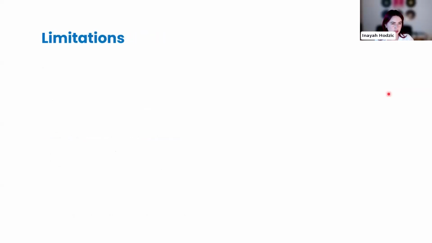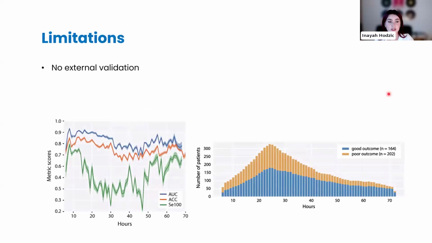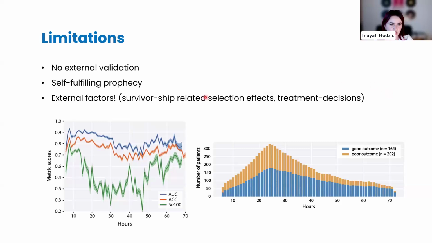So very quickly, I want to talk about some limitations. We did not externally validate, so this is only an internal validation. Then there is always the risk of having self-fulfilling prophecy as a factor, although, as I said before, for 5 years it was not used in clinical decision-making, and we believe that self-fulfilling prophecy was not applicable. But there were also a lot of external factors which could have had an influence on these results here.